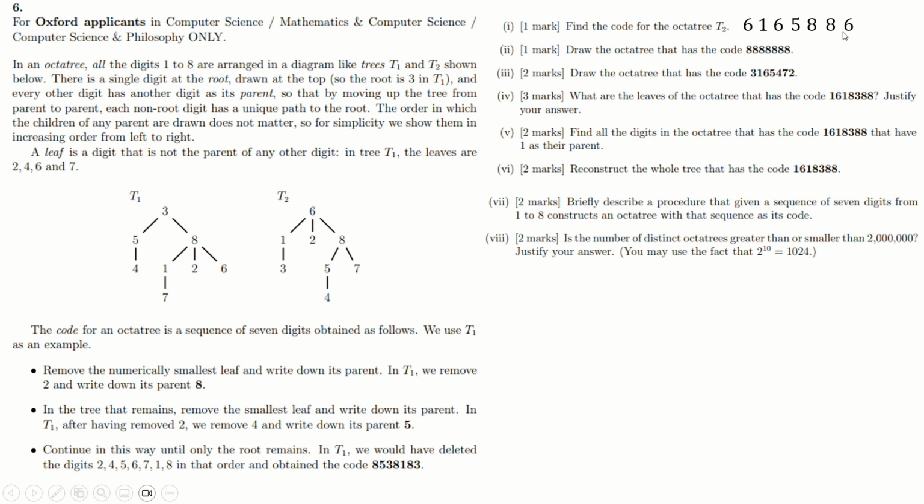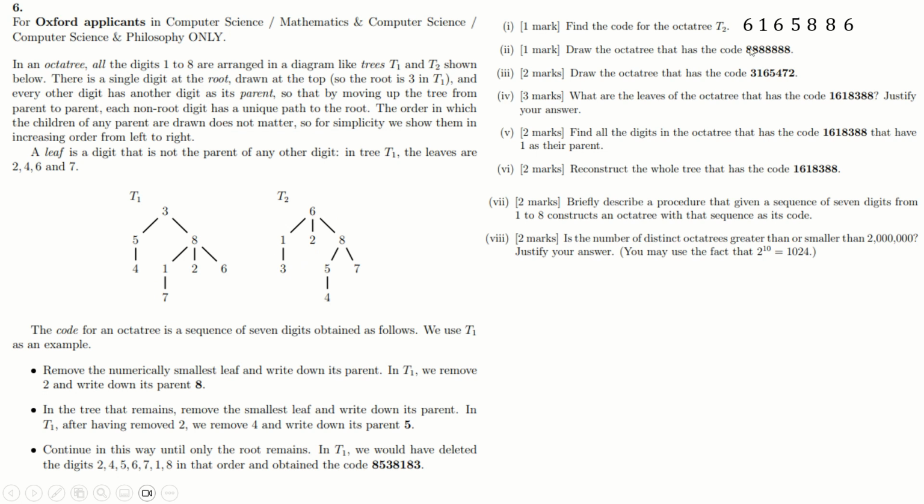There's a few things we can learn from this. Firstly, the code is going to be 7 digits long, always. So that's one thing to say. The second thing we can learn is that we never write down the leaves, right? Notice how this code didn't involve 4, 7, 2, 6, and this one didn't involve 3, 2, 4, or 7. We only ever write down parents.